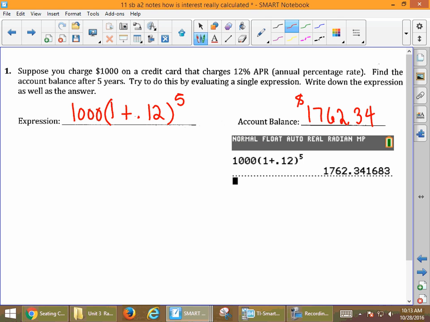So if we wait 5 years, that's going to be expensive, whatever we bought for $1,000. Because it's $700, almost $800 more dollars.